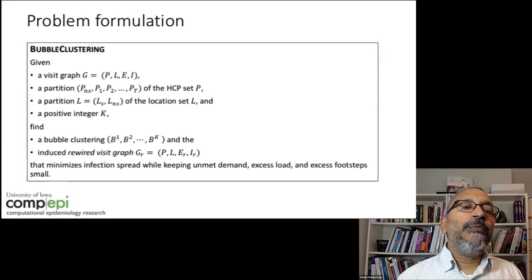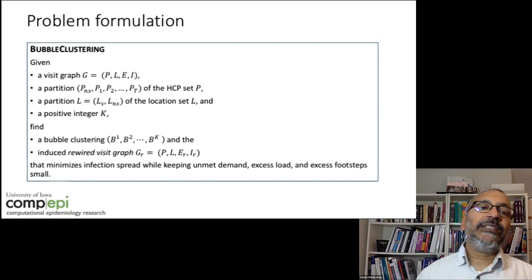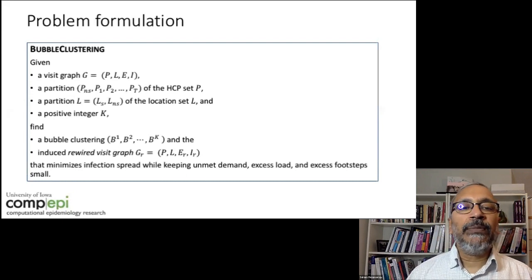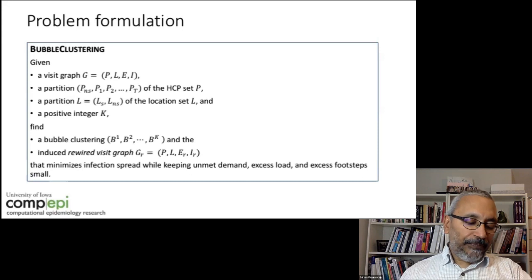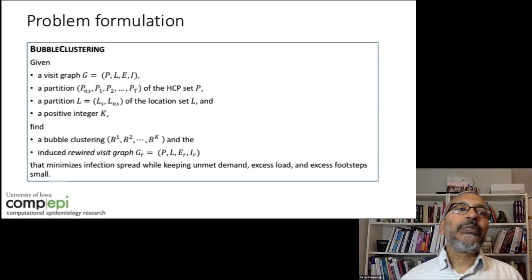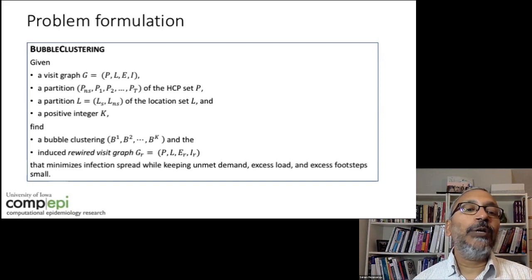The goal, of course, is to minimize infection spread. But at the same time, there are several costs that we want to focus on. And these costs include unmet demand. So we want to keep any demand for patient care that's unmet as small as possible. We want to keep excess load on healthcare professionals also as small as possible. And we also want to keep excess footsteps, basically how much healthcare professionals have to walk in order to get from one room to the next room, as low as possible also. That's pretty important for healthcare workers.